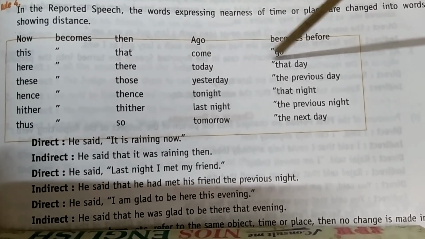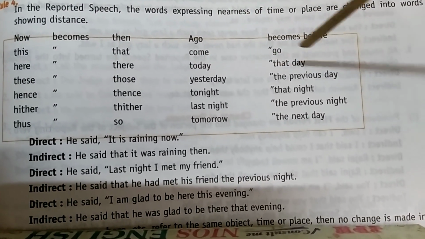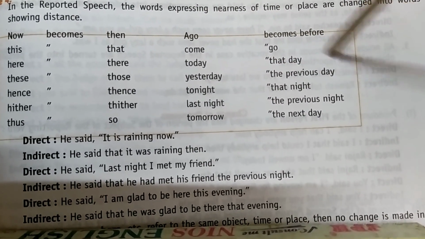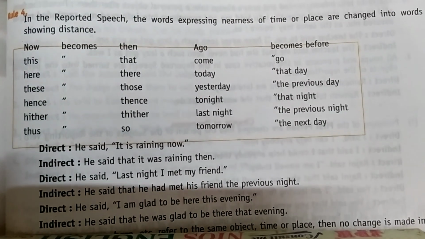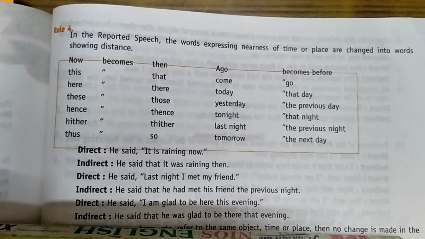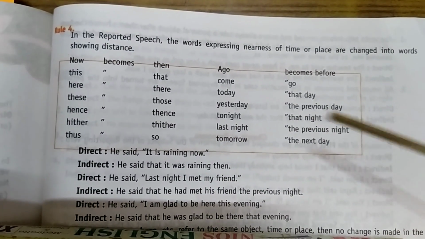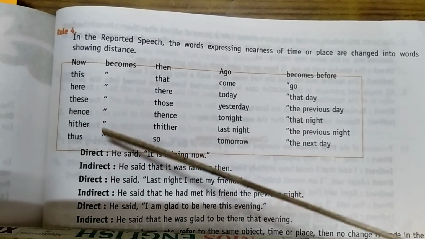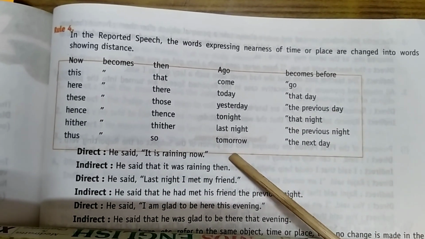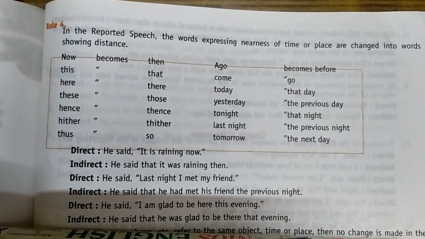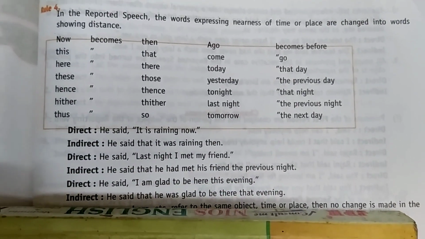come becomes go, today becomes that day, yesterday becomes the previous day, tonight becomes that night, hither becomes thither, last night becomes the previous night, thus becomes so, and tomorrow is converted into the next day. Okay, let us see the example.